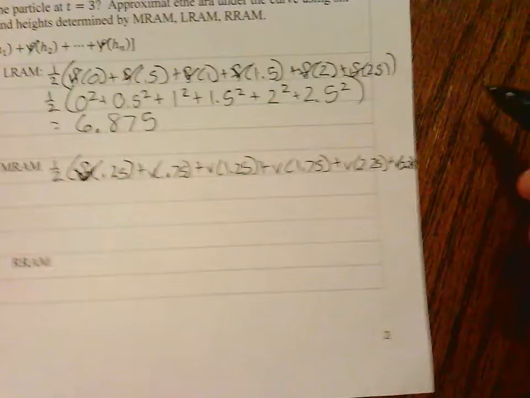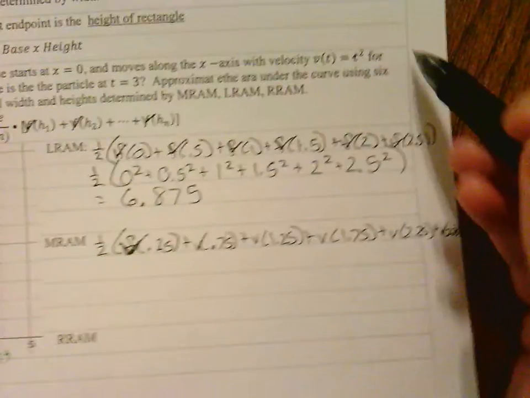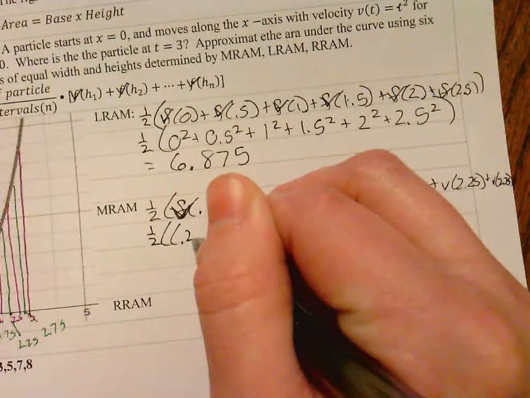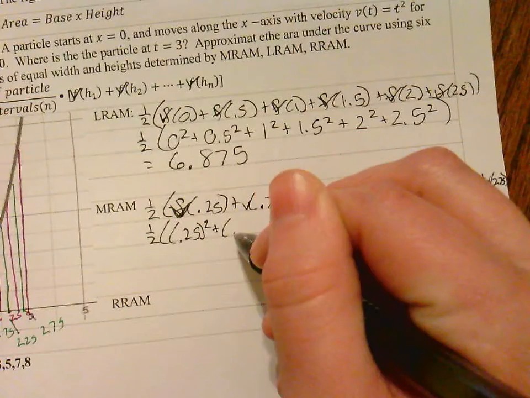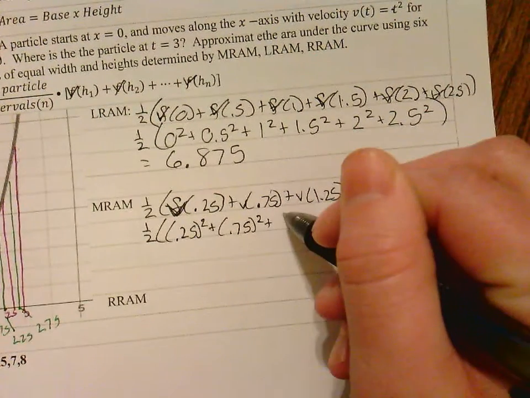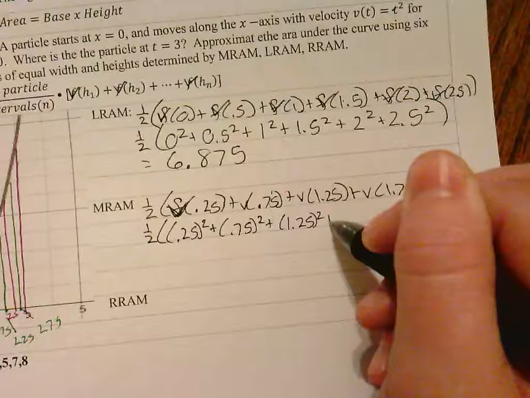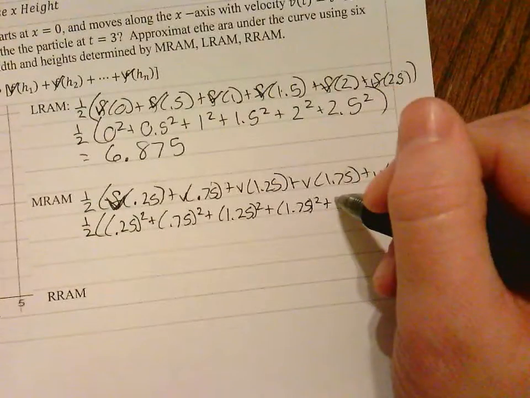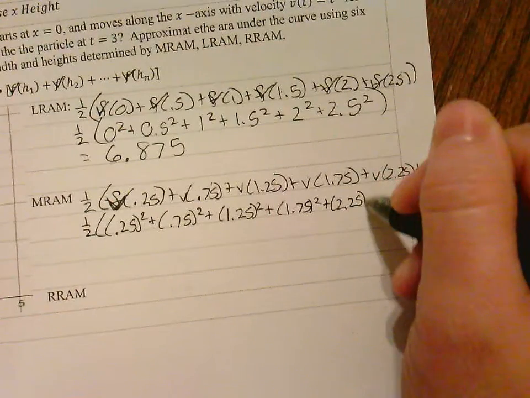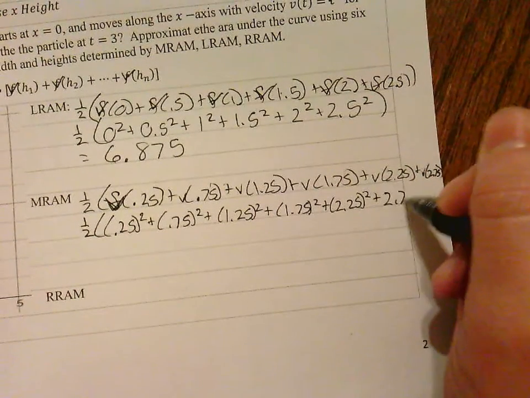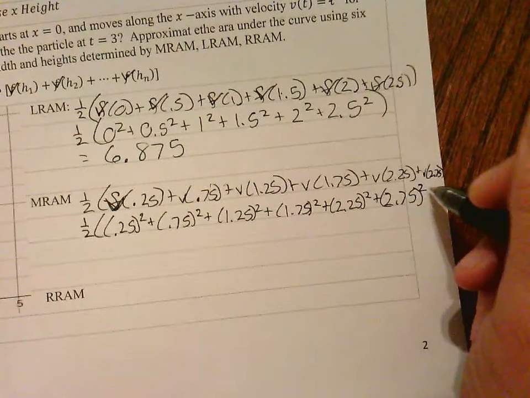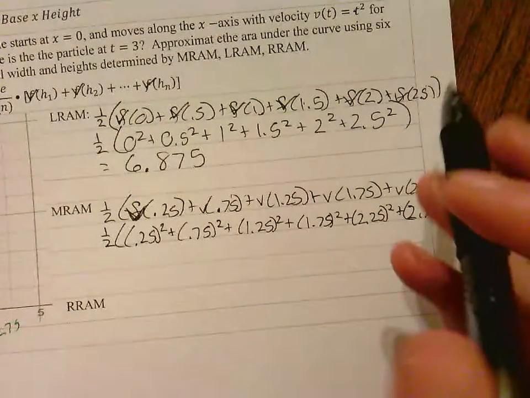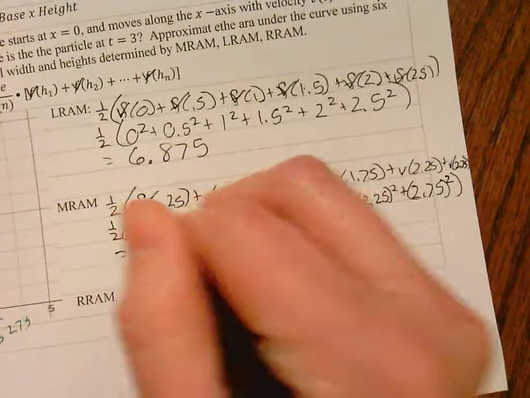Put it into the equation, t squared, and you get 1/2 of 0.25 squared plus 0.75 squared plus 1.25 squared plus 1.75 squared plus 2.25 squared plus 2.75 squared. Add them all up, multiply by 1/2, and you get 8.9395.